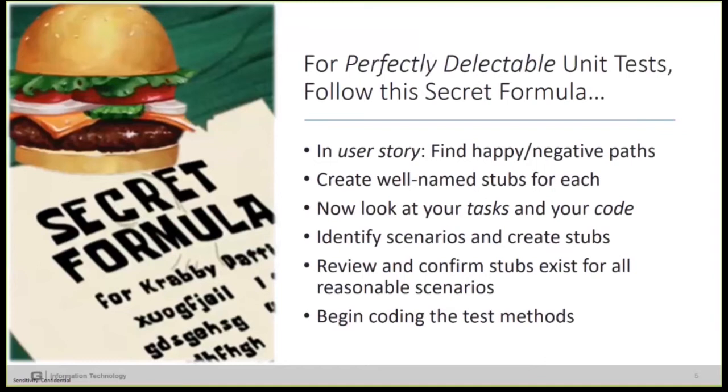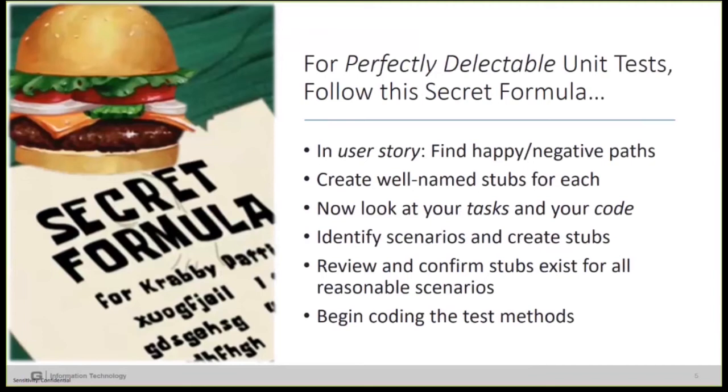Now, for a perfectly delectable unit test, follow this secret formula. Not for Krabby Patties, but for supercharged unit tests. So, first thing you're going to do, in the story, read it carefully, just like we did here, and find all of the positive scenarios. Now, often, as I said, your user story isn't going to have negative scenarios in it. By positive and negative scenarios, I mean happy path and unhappy path. It often won't have negative paths, but it might have some. So if it does, note those down and note all the positive paths.